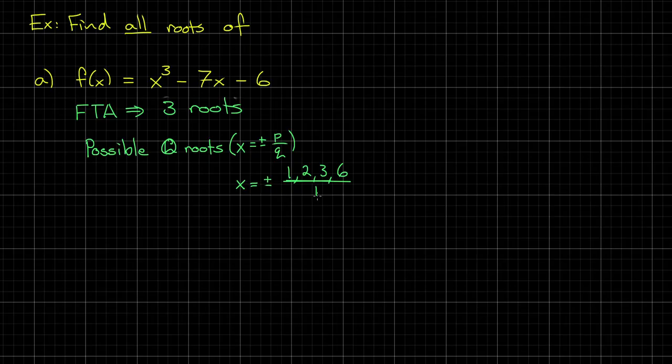So, what are they? How many? 8, we know. Give me one of the numbers. 1 over 1 is 1. Give me another one. Negative 1 and 2 and negative 2 and 3 and negative 3 and 6 and negative 6. Those are all 8 of them.